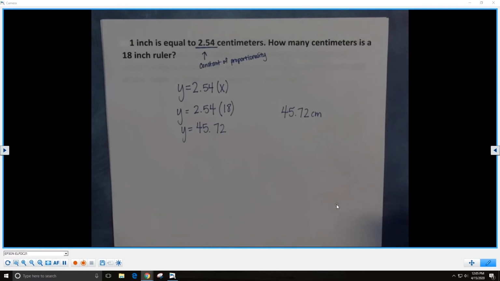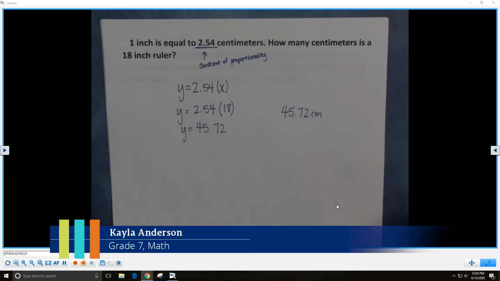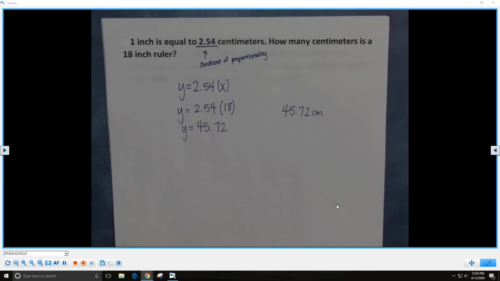You are really starting to get the hang of this, guys. Let's keep going, and I think you're going to be able to start trying parts on your own, and then eventually you'll be able to do the whole problem on your own. So let's look at another example.